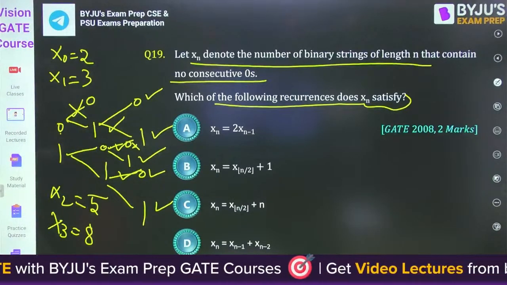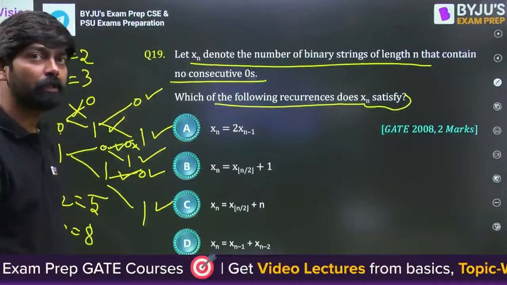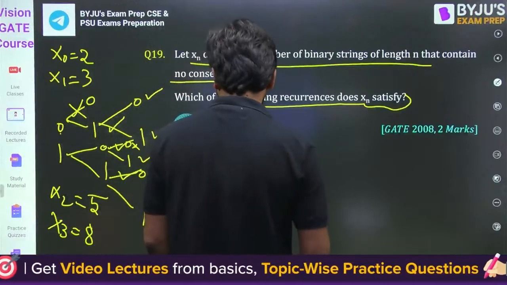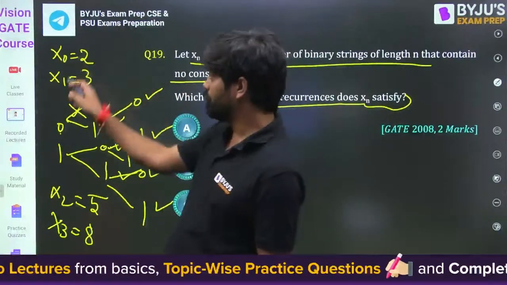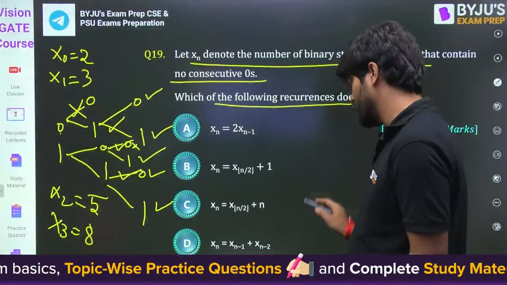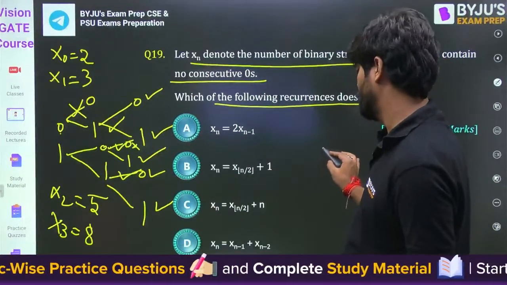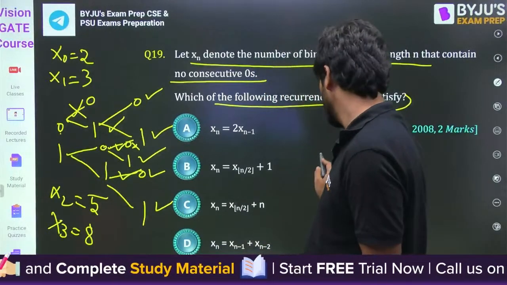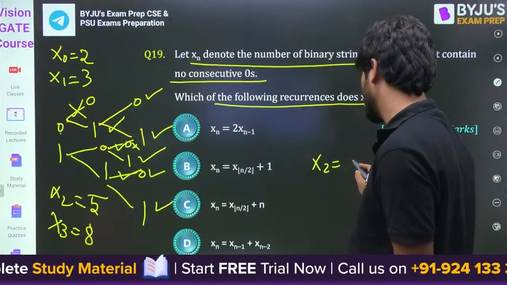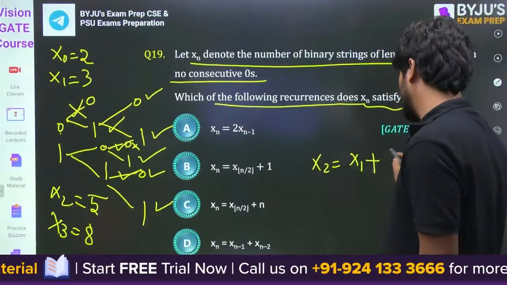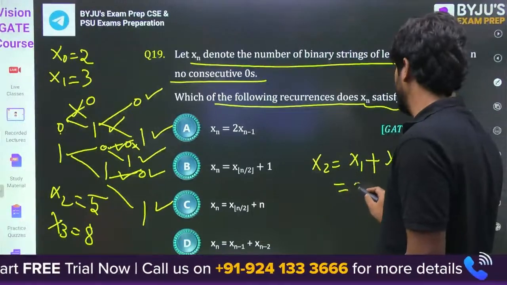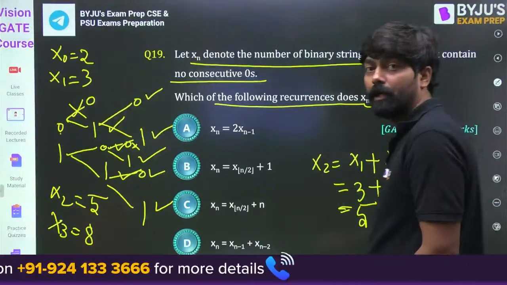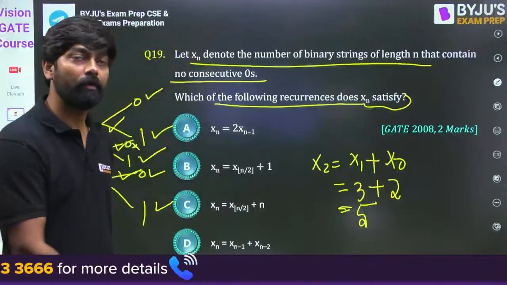I think it is clear. Now you put it in the options. It is very easy. Try this and see whether you are getting it or not. Let me put 2 here. x2 is nothing but x1 plus x0. x1 is 3 and x0 is 2. So x2 is nothing but 5. You are getting 5 in the third option.